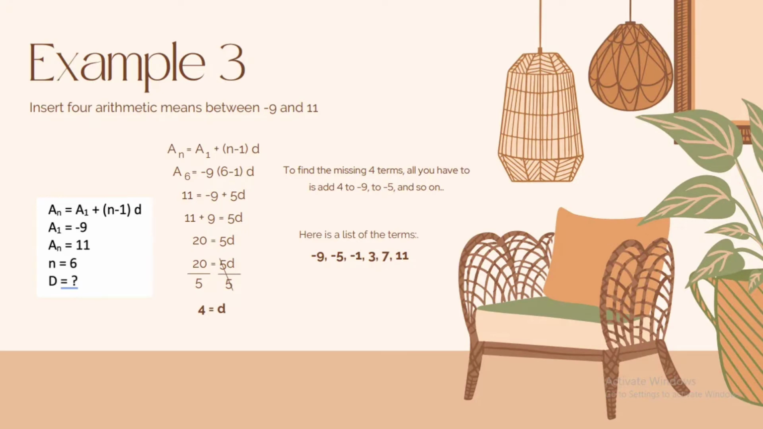To find the missing 4 terms, all you have to do is add 4 to negative 9 to get negative 5 and so on. We have negative 9, negative 5, negative 1, 3, 7, and 11. Negative 5, negative 1, 3, and 7 is our 4 missing terms.